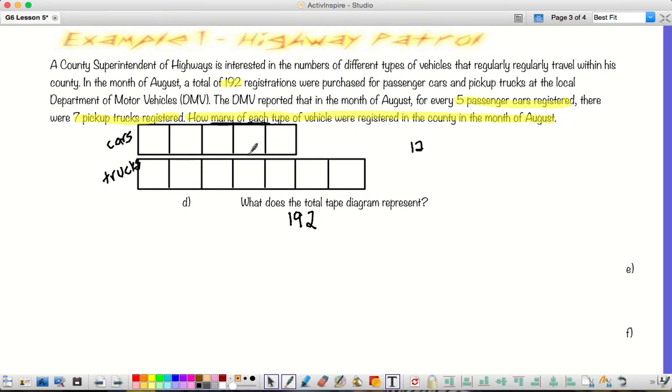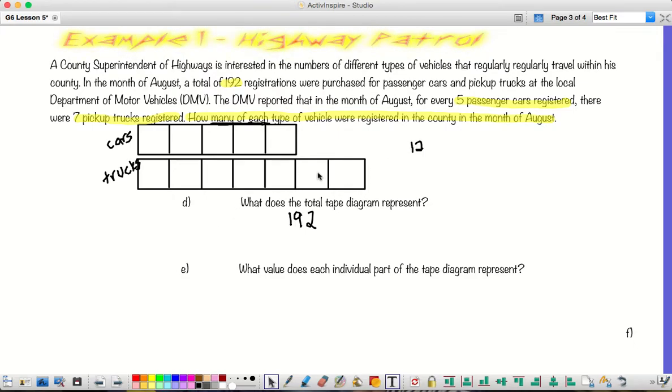So it's a small picture that represents a bigger set of numbers. Since we know that it represents 192 vehicles, we need to know what value each individual part of the tape diagram represents. So what this is asking is, if the tape diagram has 12 pieces, and those 12 pieces have to somehow represent the 192 total cars, we need to figure out what each box is worth.